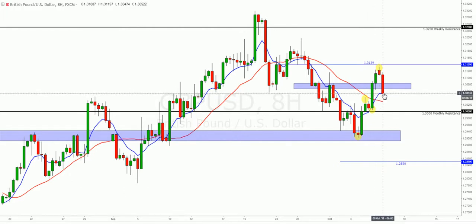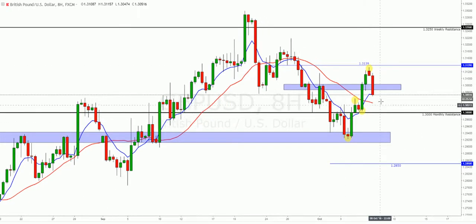because as I say, if broken, we will be seeing at 1.3 monthly support and potentially even lower down to this 1.2850 level. But alternatively, we are making higher highs and higher lows. So this could be our new higher low before extending upside to this weekly resistance level.